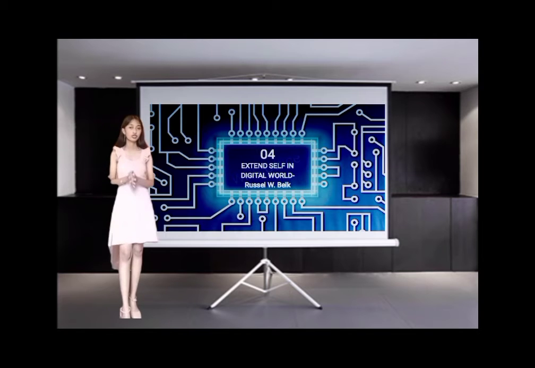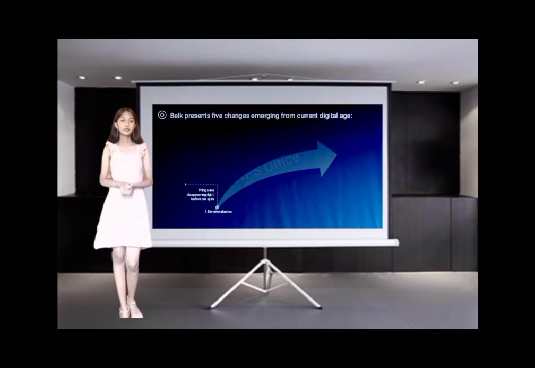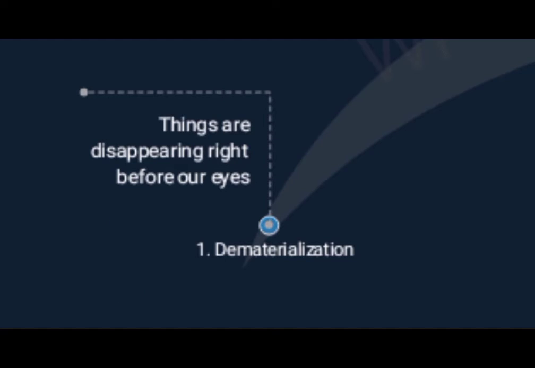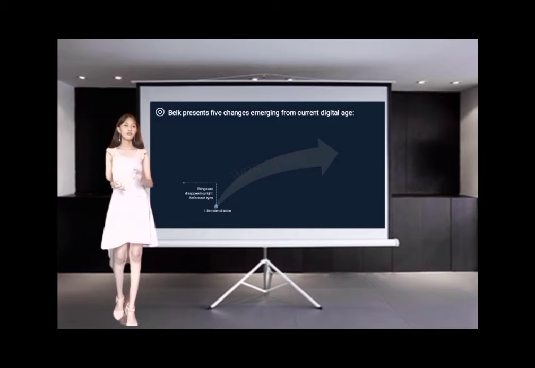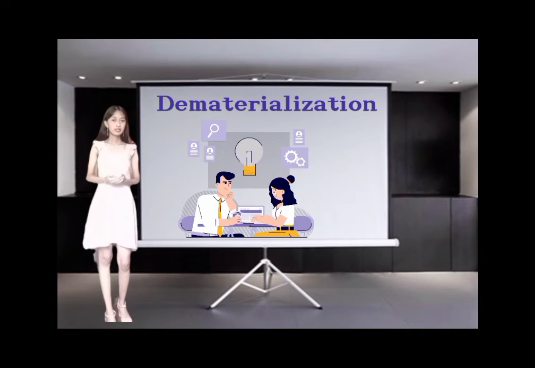Russell W. Belk, in his work on the extended self in a digital world, could give more light on the topic. Belk presents five changes emerging from the current digital age. Dematerialization. Things are disappearing right before our eyes. Our information, communications, photos and videos, music, calculations, messages, written words are now largely invisible and immaterial, composed of electronic streams stored in digital storage devices in locations we will never know.